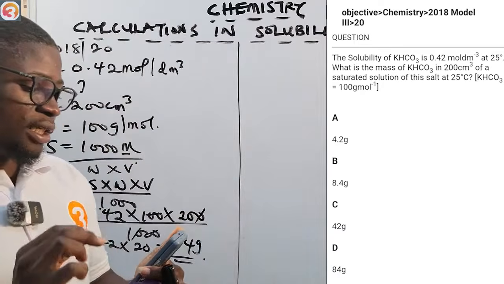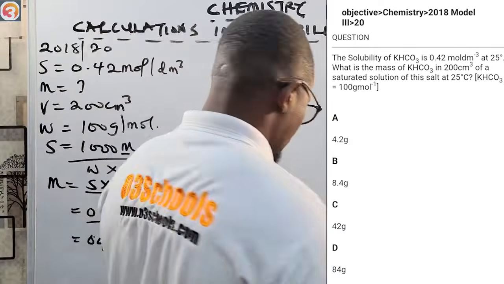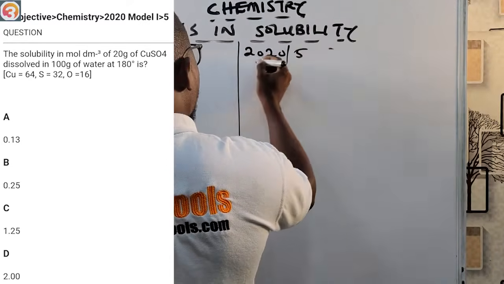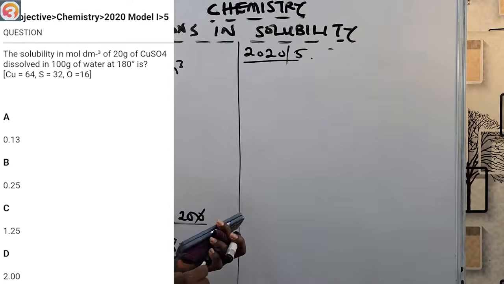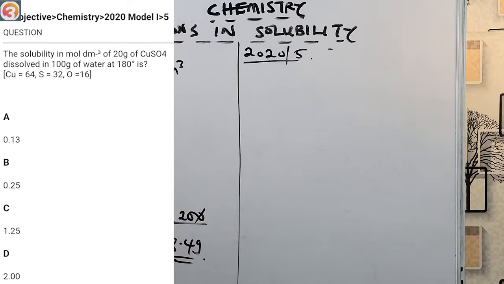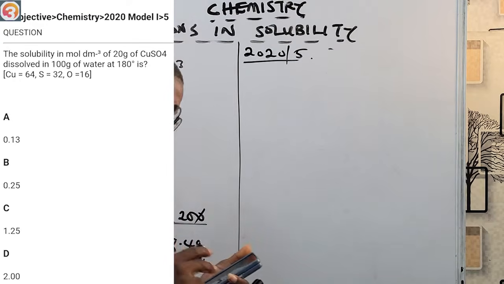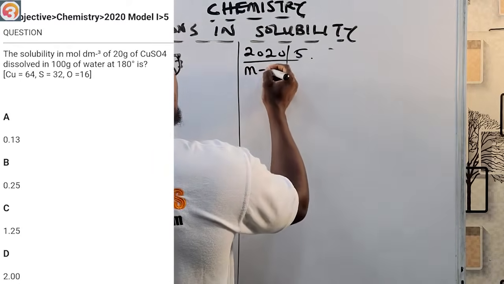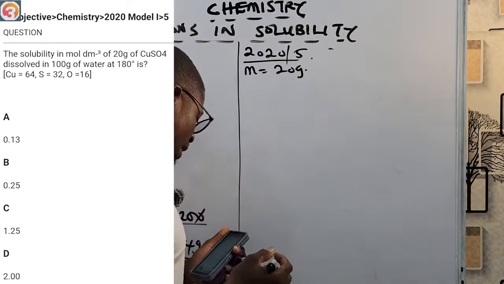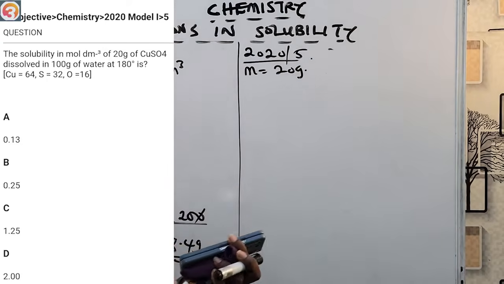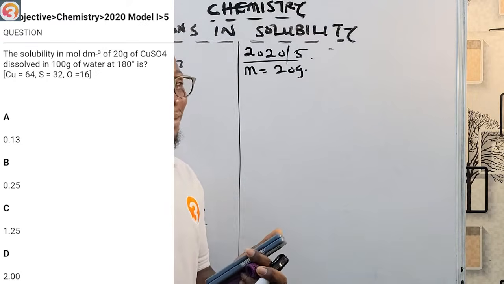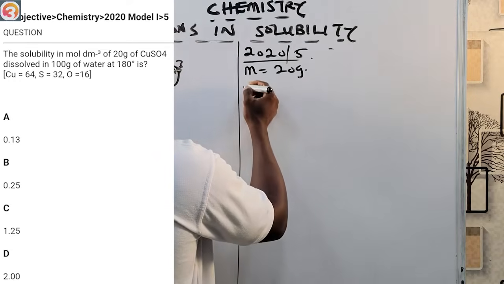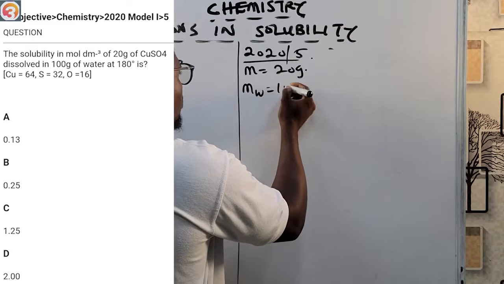This is a 2020 question, number 5. All right. It says, from the JAMB, the solubility in mole per dm cube of 20 gram of copper sulfate. Okay, we are given the mass of solute to be 20 gram, dissolved in 100 gram of water. You see now, I give you the mass of water. Okay, that means the mass of water is 100 gram.